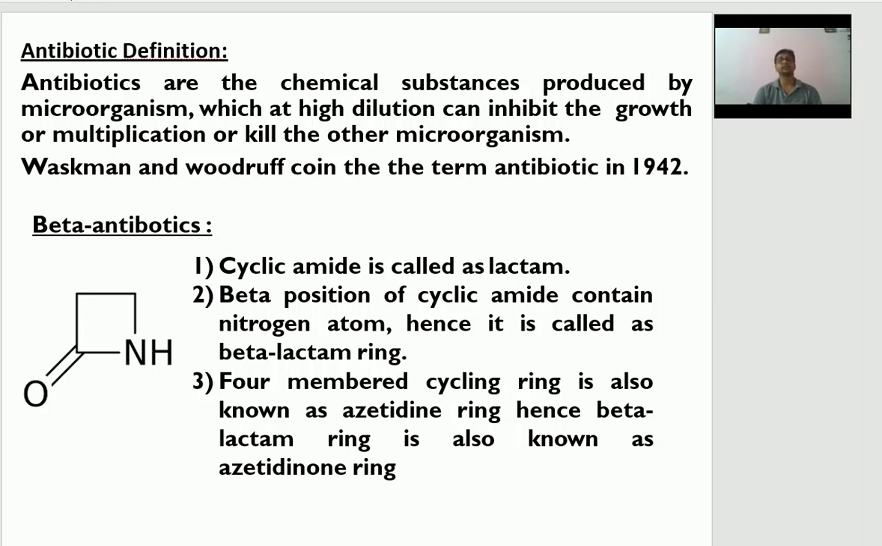Next we discuss the structure of beta-lactam antibiotics. First, they contain a cyclic amide group or ring, so they are called lactam. Second, the beta position of the cyclic amide contains a nitrogen atom, hence they are called beta-lactam ring. Third, it is a four-membered cyclic ring, so it is also known as the azetidinone ring.